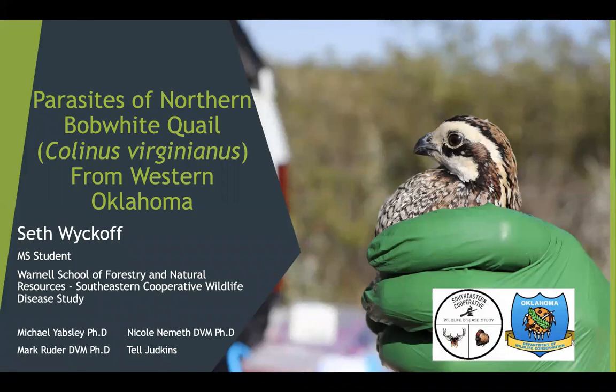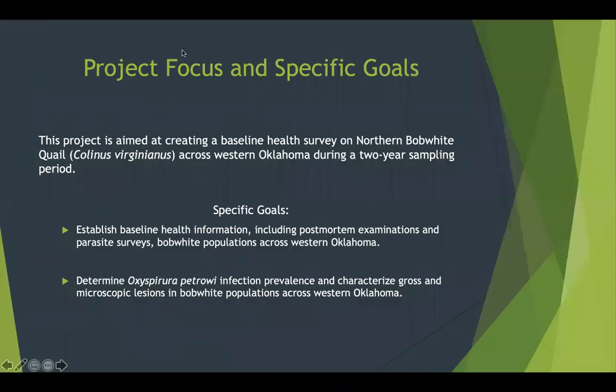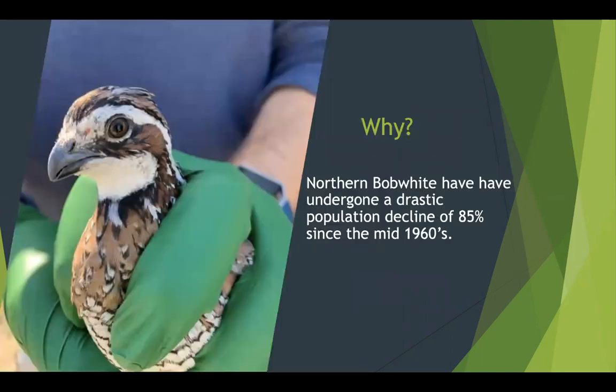I'm a master's student at the University of Georgia, and today I'll be talking about the parasites of northern bobwhite quail from western Oklahoma. Just a brief overview of the project focus and the goals. The project itself is aimed at creating a baseline health survey on northern bobwhite quail from across western Oklahoma during a 2-year sampling period. Some of the goals include establishing baseline health information through necropsies and parasite surveys, determining Oxyspira petrale, so the quail eyeworm, their infection prevalences, and characterizing gross and microscopic lesions of infected birds that we've collected.